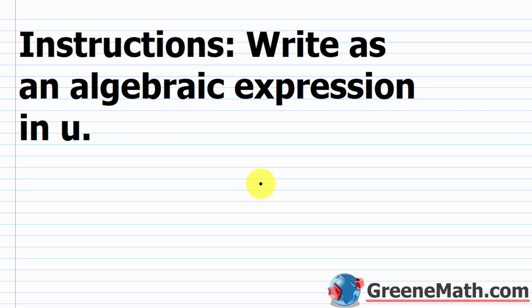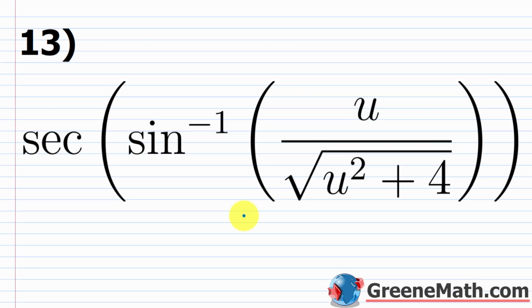All right, for the next problem, we're going to change things up a little bit. For the instructions, we want to write as an algebraic expression in u. All right, let's take a look at problem 13. So here we have the secant of the inverse sine of u over the square root of u squared plus 4. So this problem is actually pretty easy overall. You just need to make a sketch and go back to your SOHCAHTOA.